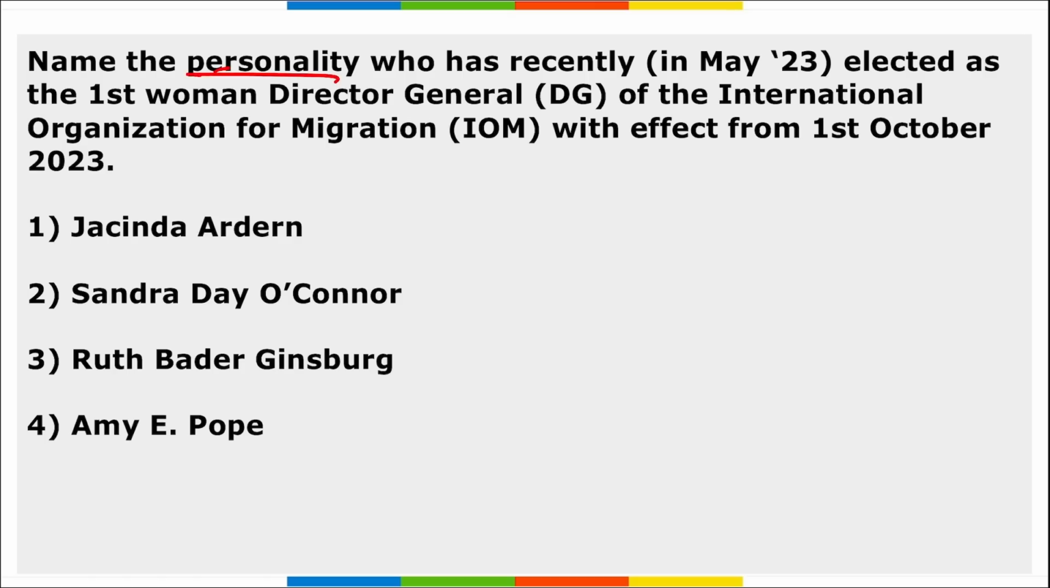Next, name the personality who has been elected as the first woman Director General of the International Organization for Migration with effect from 1st of October 2023. Amy E. Pope. Correct? And she will be here for a period of 5 years, starting from 1st of October.